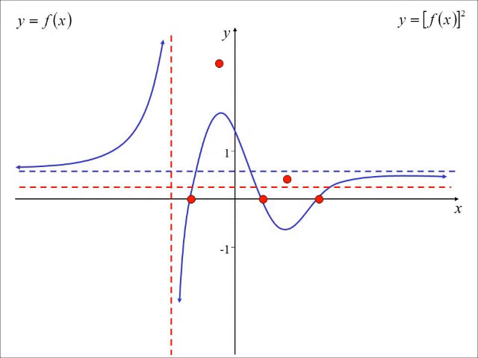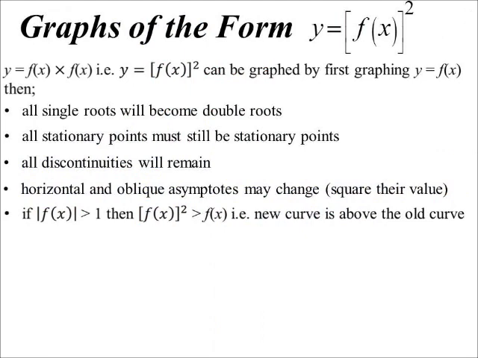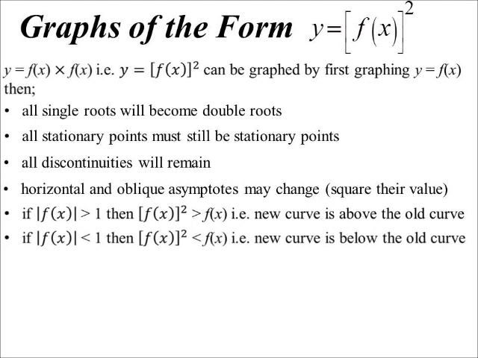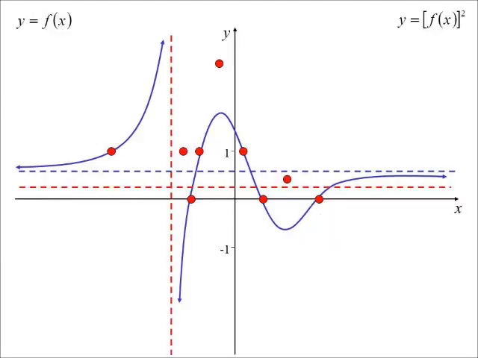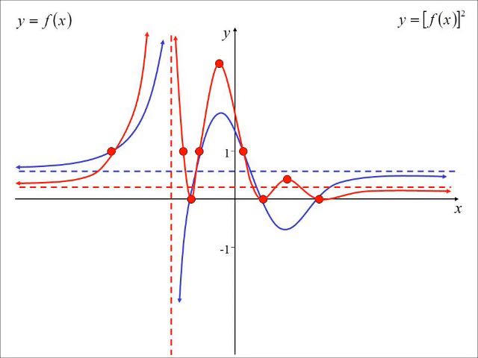Horizontal asymptote, there it is. If the original function is bigger than 1, then the new function will be bigger than the original function. Square a number bigger than 1, you get something big. So the new curve will be above the old curve. If it's less than 1, the new curve will be below the old curve. Let's try that. So there's 1. That's important, so I know when to go above, when to go below. So here, when I draw this, it's below, so it'll go above. Here, it'll go below. Let's just draw it in so we can see.